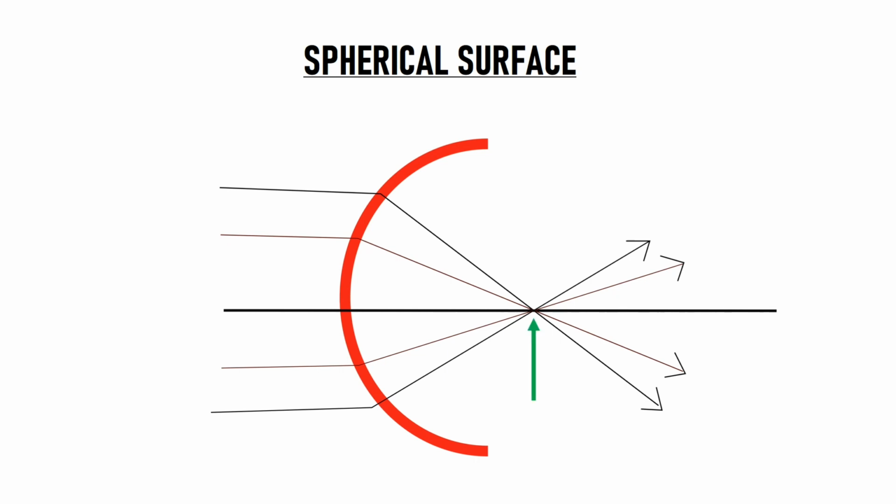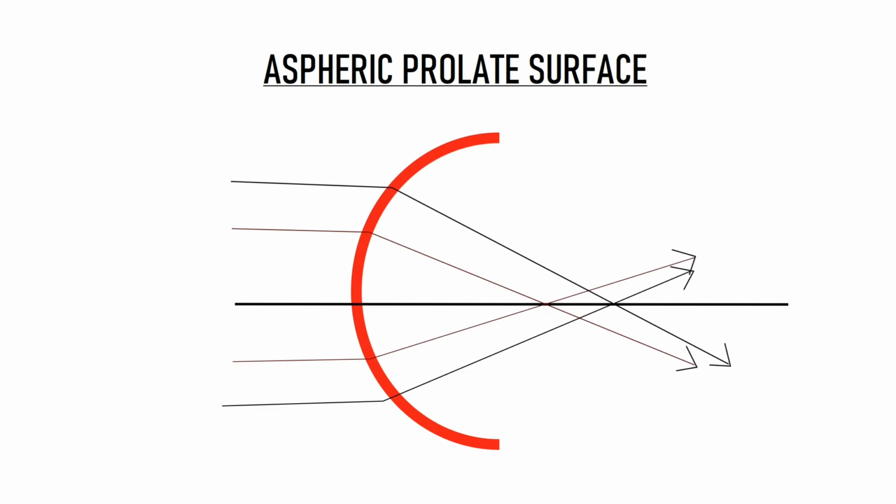An aspheric surface has different curvatures at different points. For example, in a prolate surface, the center is steep while the periphery is flat, which means that the rays of light passing through the center of a prolate surface are refracted more, while the rays of light passing through the periphery, which is relatively flat, are refracted by a lesser amount. Because of this, the light rays passing through the center converge at a point anterior to the converging point of light rays passing through the periphery.